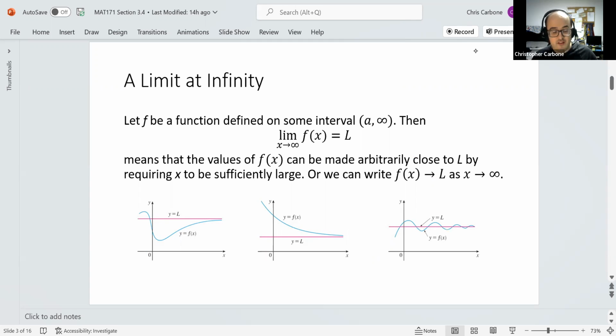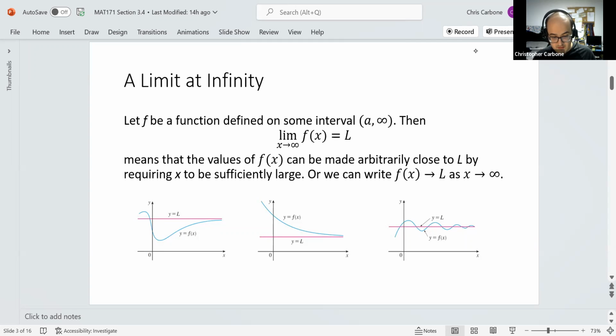If you let f be a function defined on some open interval from a to infinity, then the limit as x approaches infinity of f of x equals L means that the values of f of x can be made arbitrarily close to L by requiring x to be sufficiently large. Or we could write f of x approaches L as x approaches infinity.